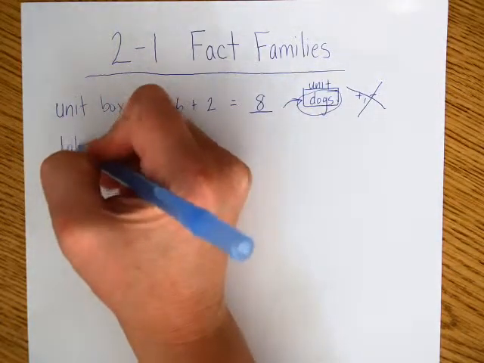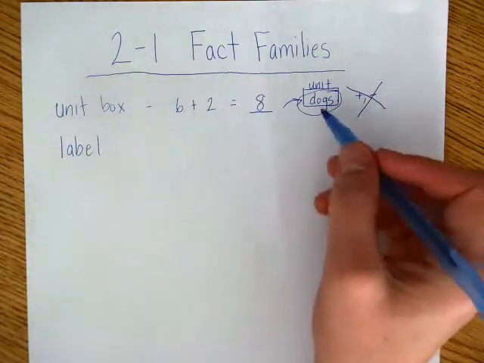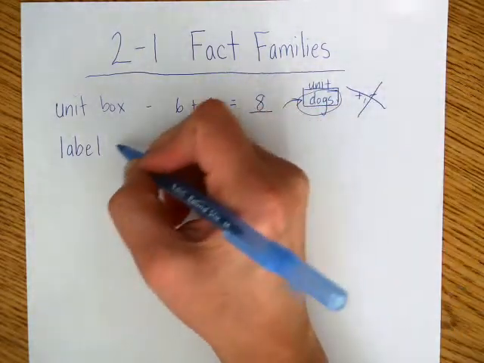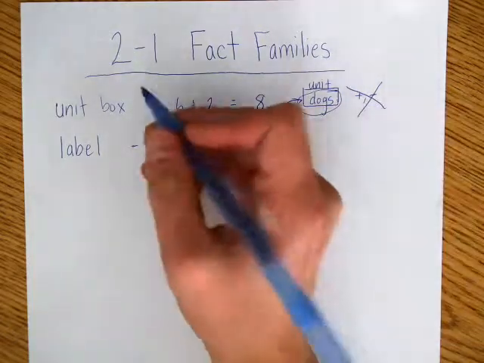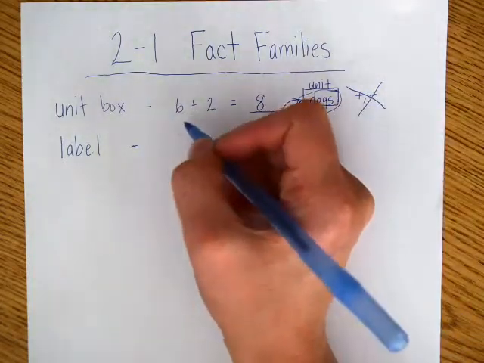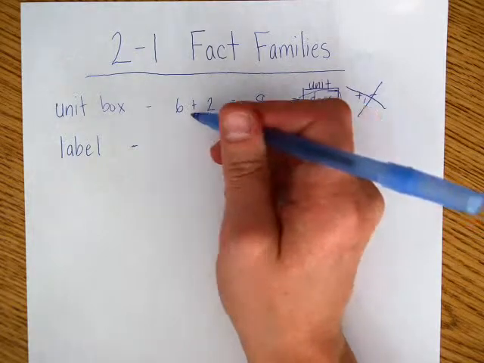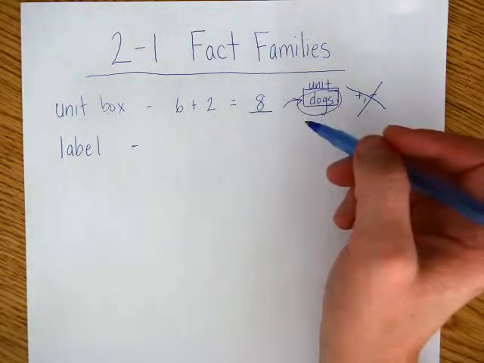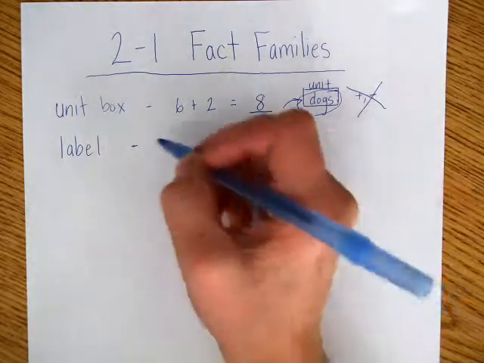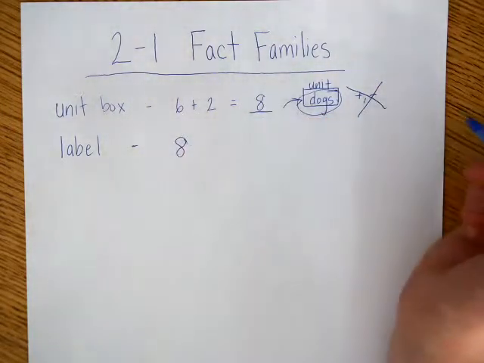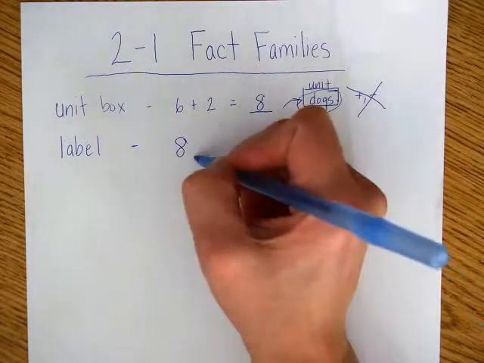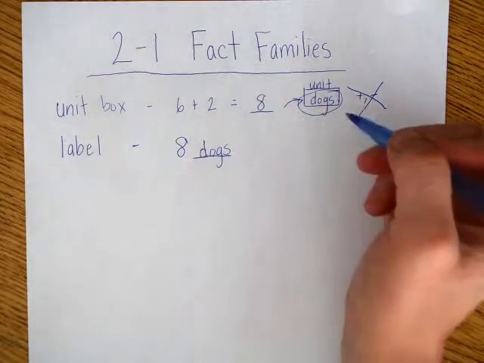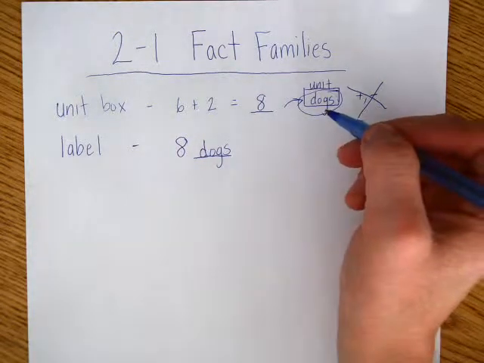Label. Okay, so to label your numbers is to write the unit on the answer. So if the problem is, I have 6 dogs at home, I go to the store and I buy 2 more dogs, how many dogs do I have? Right? If you write the answer 8, well, we're also looking to have the kids label it by writing 8 dogs. Okay, putting that unit on, that's called labeling.